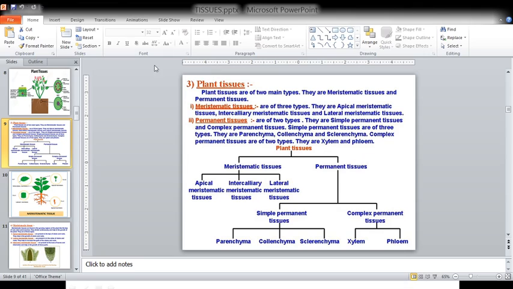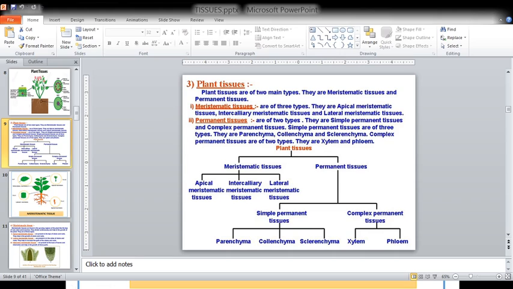So first is apical meristem or apical meristematic tissues. So apical means what? Tip. So these apical meristems are present on the tips of the roots and stems. Got it what I am saying? So here you will get a clear idea. I will show you here. So these are the apical meristems which are present at the tip of the stem, means here, and the tip of the roots, means here. Okay. So this is the location of the apical meristem.